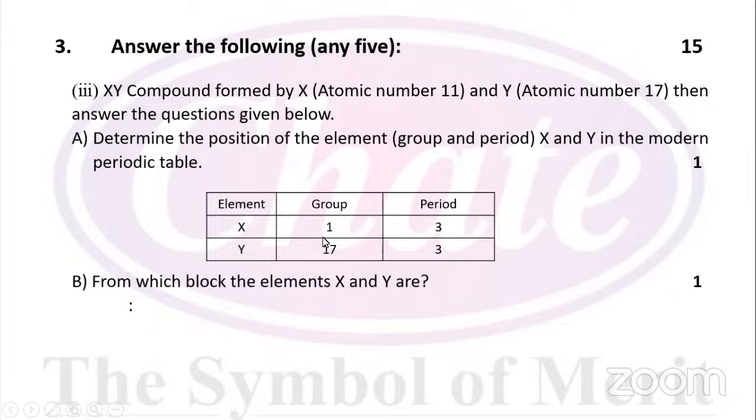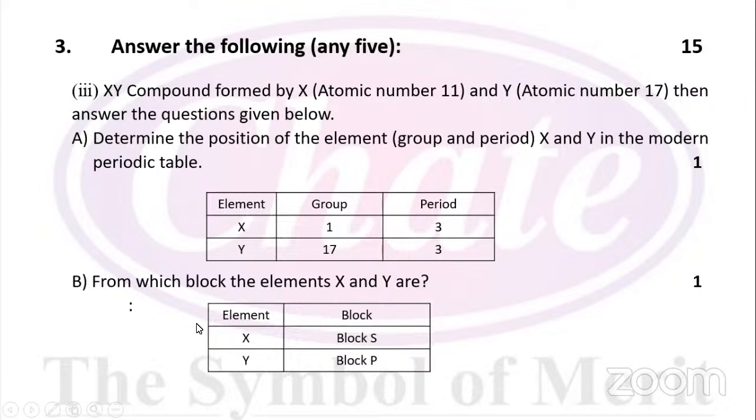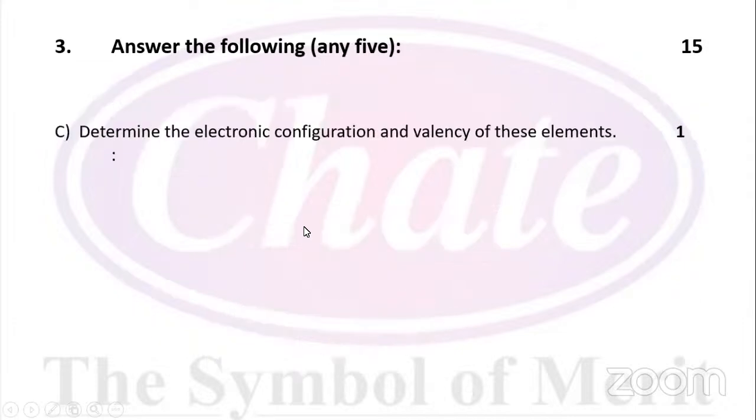As we see, X is in the first group, so it is from the S block, and Y is from the 17th group. That means toward the right side of the periodic table, so that stands for the P block. So you can see the answer: element X is from block S and element Y is from block P. Then next, determine the electronic configuration and valency of these elements.